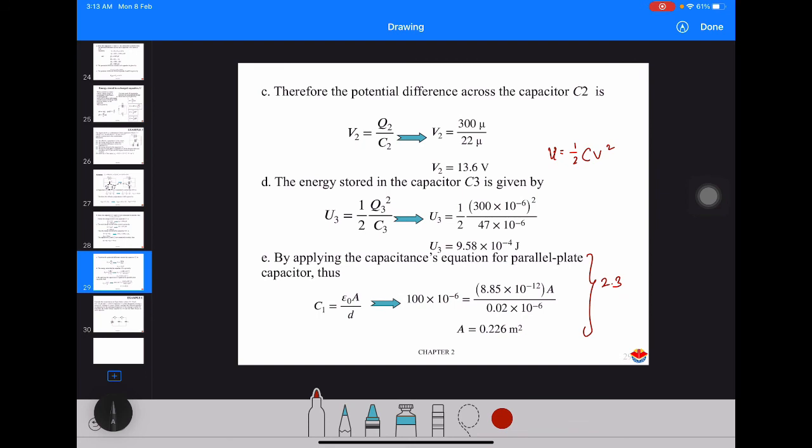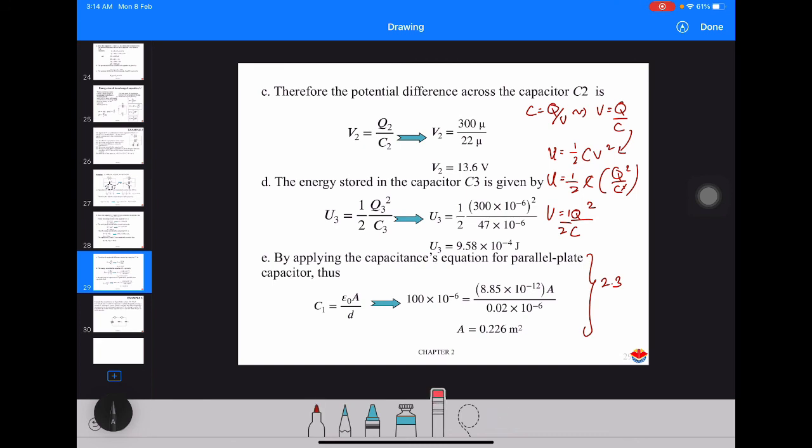Okay, if I want to replace the V, I can use C equals to Q over V. So my V is equals to Q over C. I can substitute inside here. So I got U equals to half C Q square over C square, because the square there. So cancel out that one, you left with U equals to Q square over C. So using this particular formula, I can substitute the value, I should get U3. So that's how you calculate the energy stored.